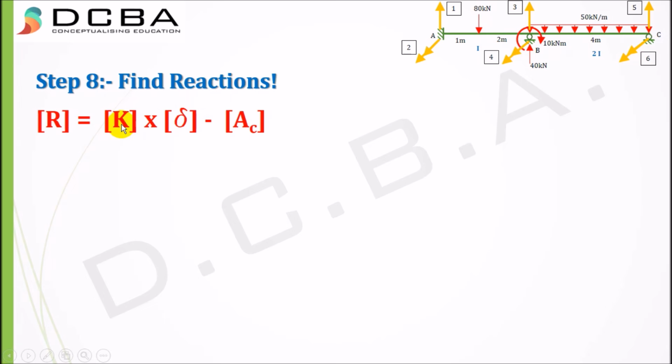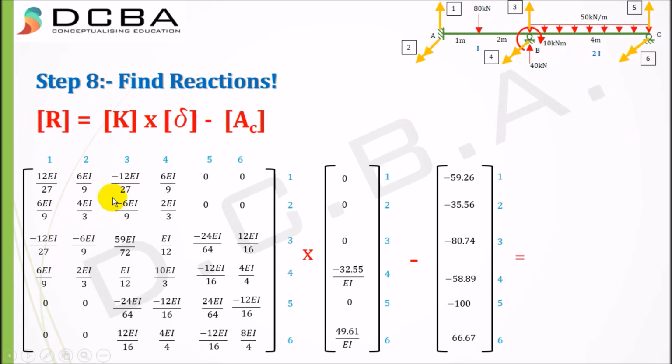K is the total stiffness matrix, D is the deflection or the displacement matrix, and AC is the combined load matrix. And how did I get this particular equation? It is from the previous equation, that is K into delta equal to AC. I just brought AC on the left hand side, which will become minus, so K into delta minus AC equal to my reaction matrix, and we'll substitute them here.